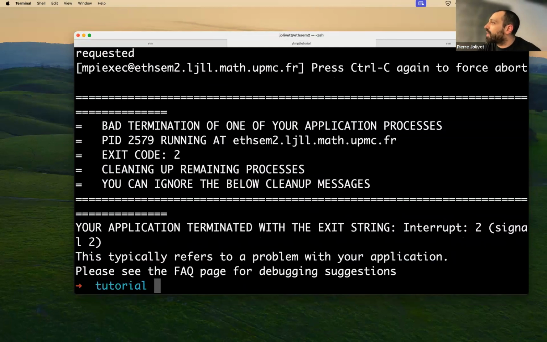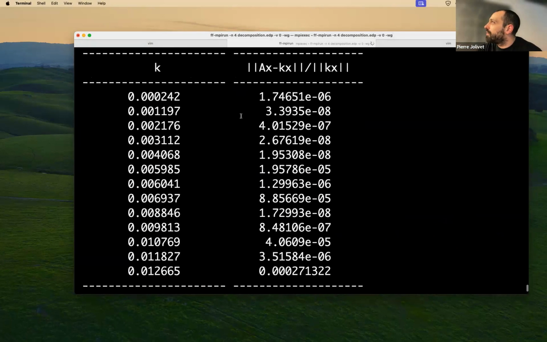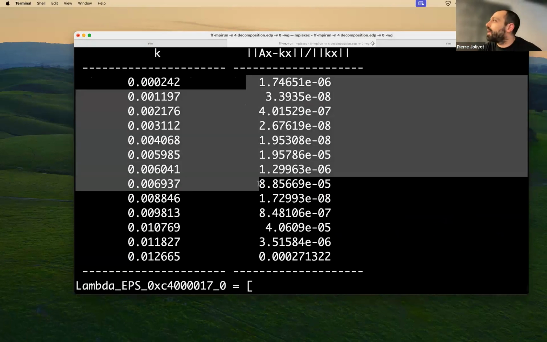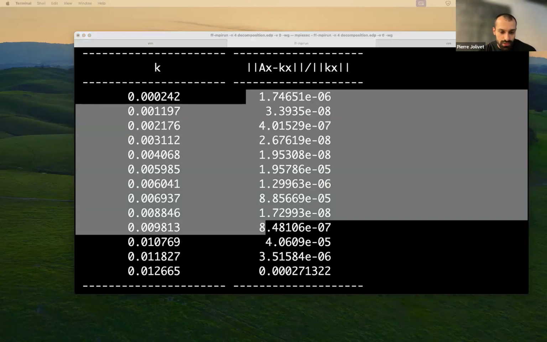Okay, and so now when you do this, we have much better errors with respect to the eigenvalues. Yes. What does TGV do basically? Okay, for that, I think it's easiest if I show you the tutorial.